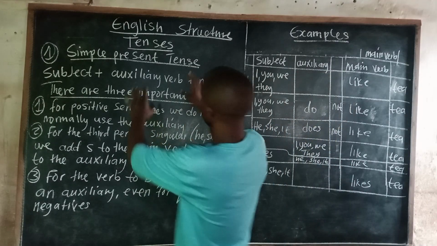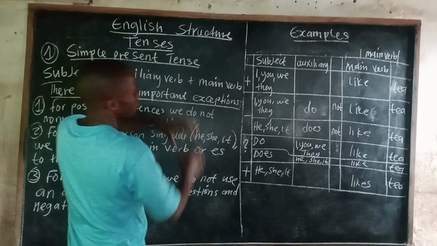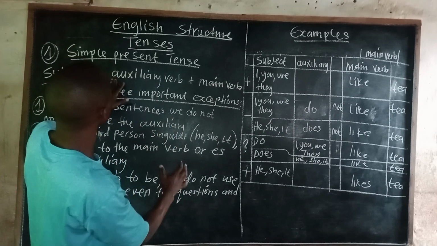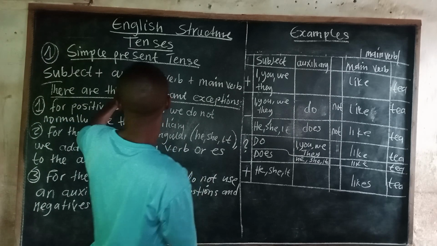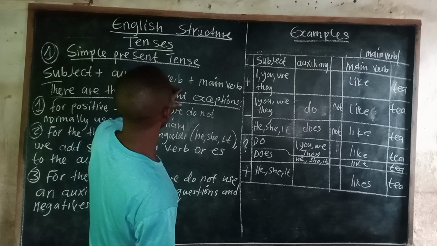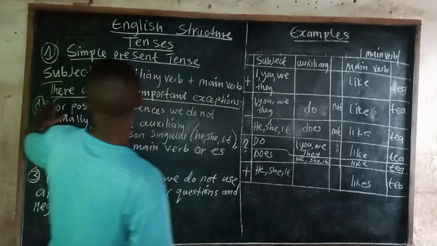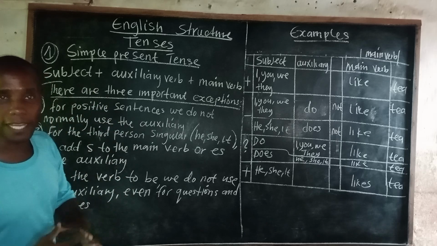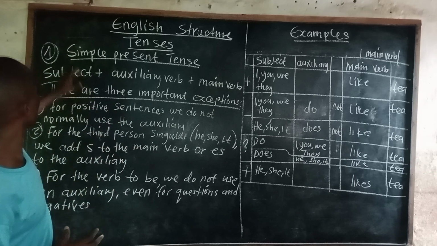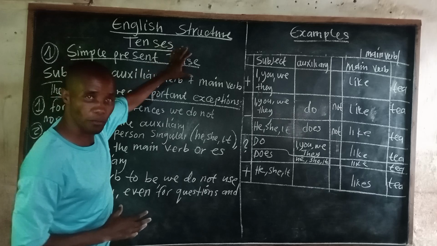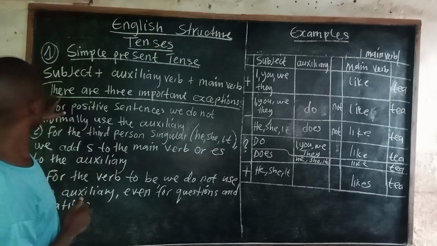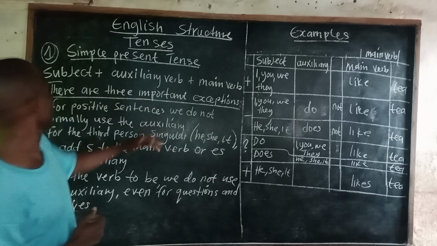So you can use this tense. I'll give you an example by using subject plus auxiliary verb plus main verb. Then under this, there are three important things that you must understand for you to go smoothly with the simple present tense. So here we are saying there are three important exceptions.